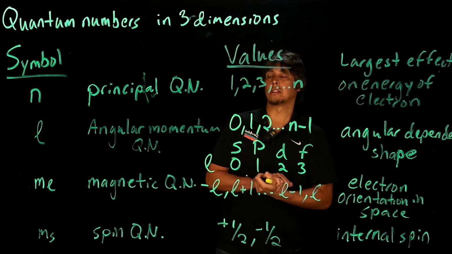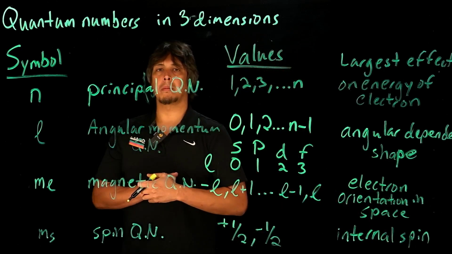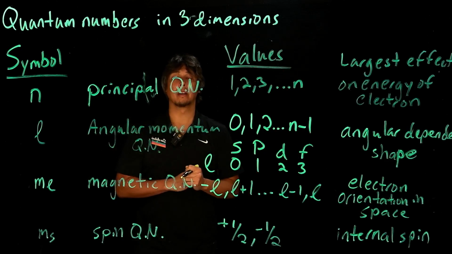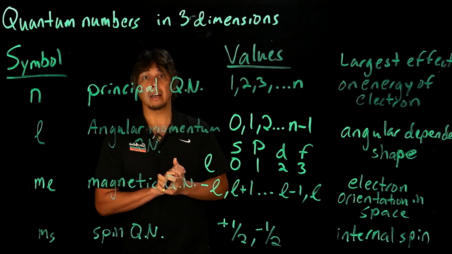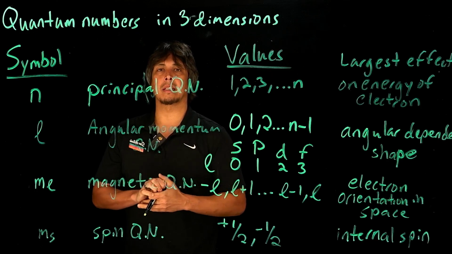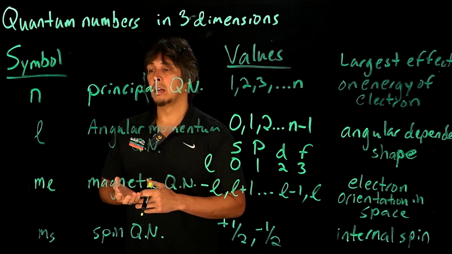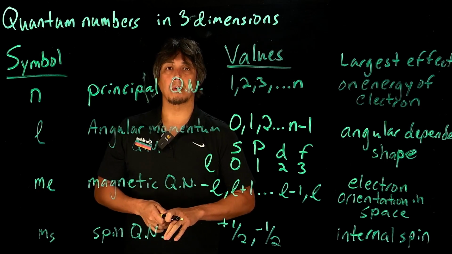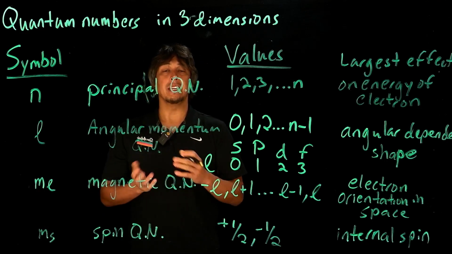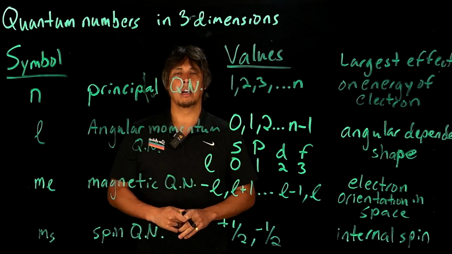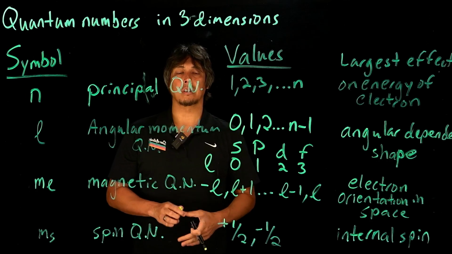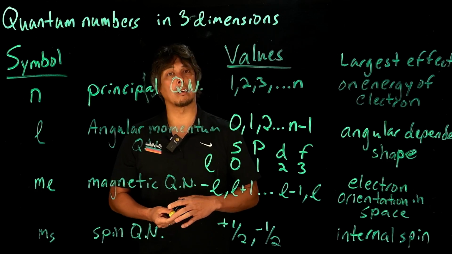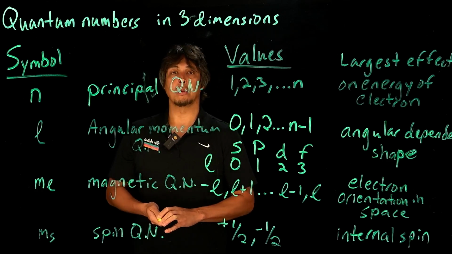By using these 4 quantum numbers, we can describe any electron in an atom. Another way to say that is each electron within an atom has a set of these 4 quantum numbers, and they are unique for each electron within an atom. And so we can accurately describe each electron within an atom, or later on within a molecule, using this information.